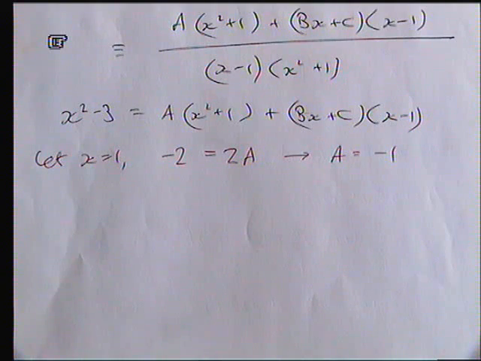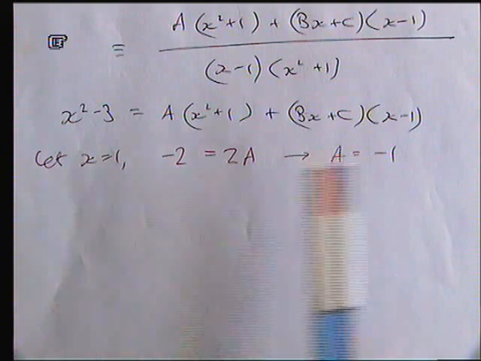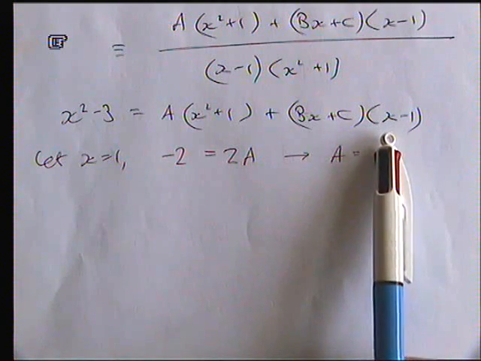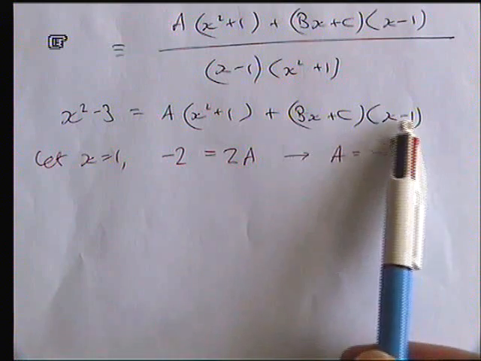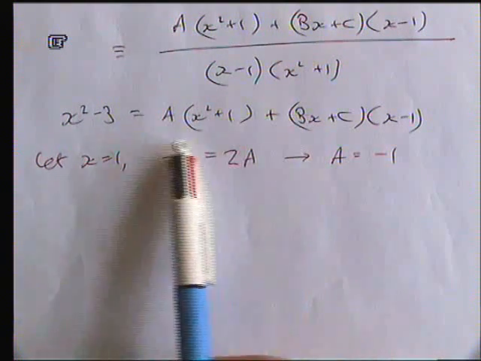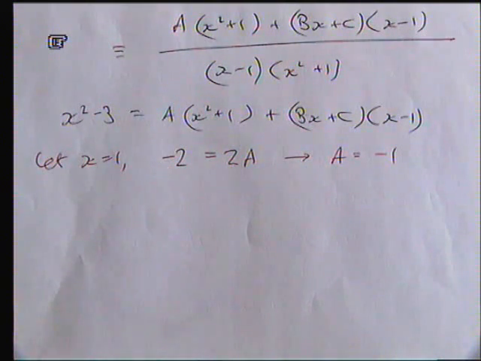We chose x to be 1 because it made this bracket here equal to 0. That disappeared. It meant all of that bit there disappeared, and I could find out what a is. And then I think I asked you, okay, what else shall we let x equal to make something disappear?